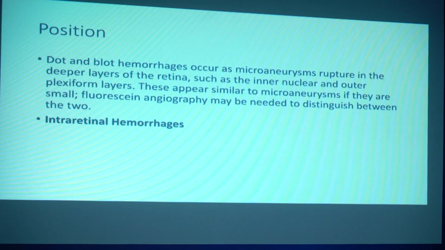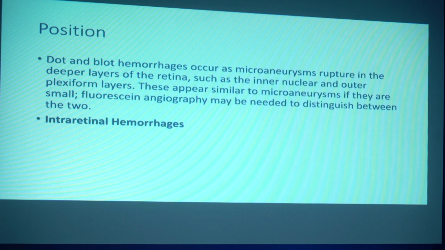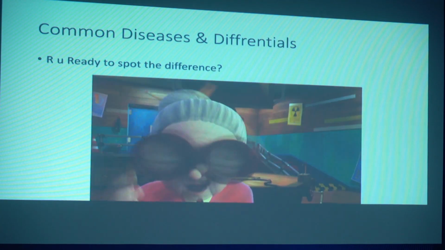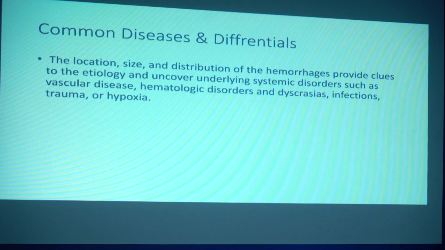As for position, dot and blot hemorrhages occur as a microaneurysm ruptures in the deeper layers of the retina, such as the inner nuclear layer and outer plexiform layer, and this appears similar to microaneurysms. If they are small, fluorescein angiography may be needed to distinguish between the two. For intraretinal hemorrhages, common diseases and differentials, the location, size and distribution of the hemorrhage provide clues to etiology and uncover underlying systemic disorders such as vascular disease, hematologic disorders and dysplasias, infections, trauma or hypoxia.